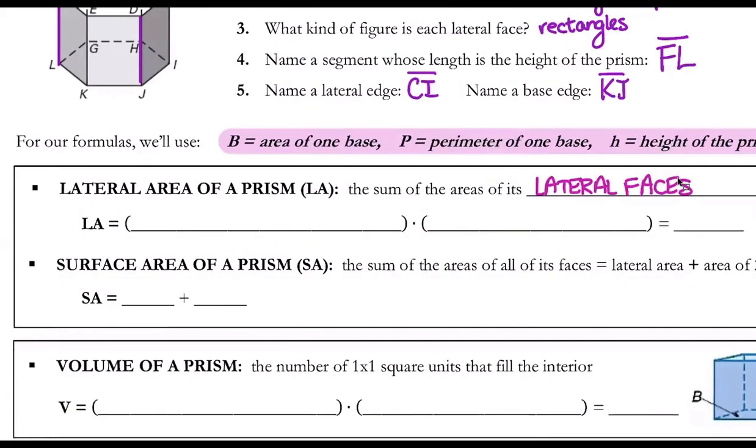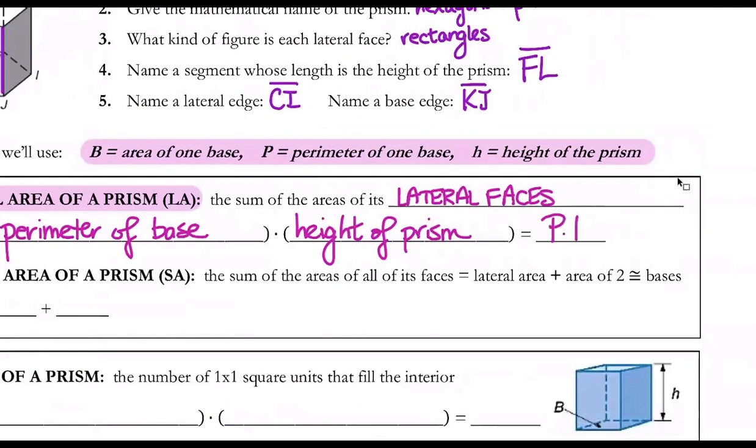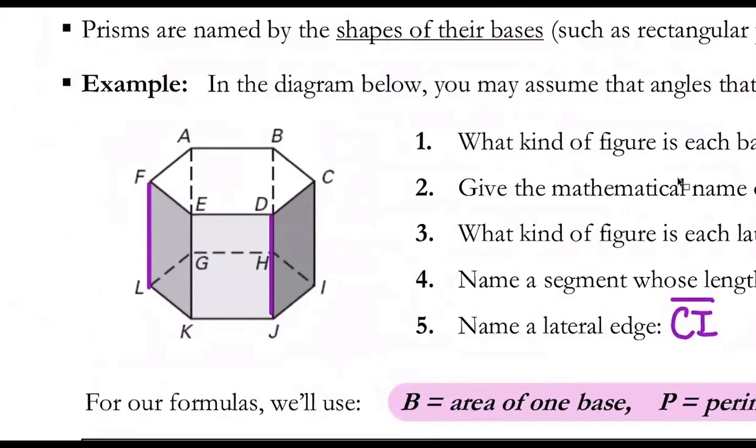Okay, that's lateral area. We find lateral area by taking the perimeter of the base and multiplying it by the height of the prism. So perimeter times height. Lateral area is perimeter times height. If you think about doing the perimeter of this entire base and then multiplying it by how high it is, you have just found the area of all of those rectangles that are the lateral faces all at once.